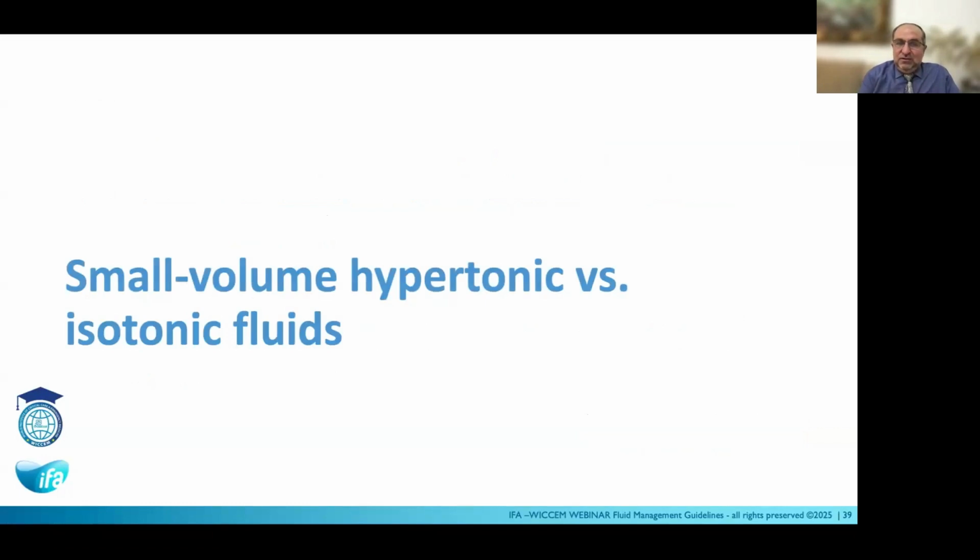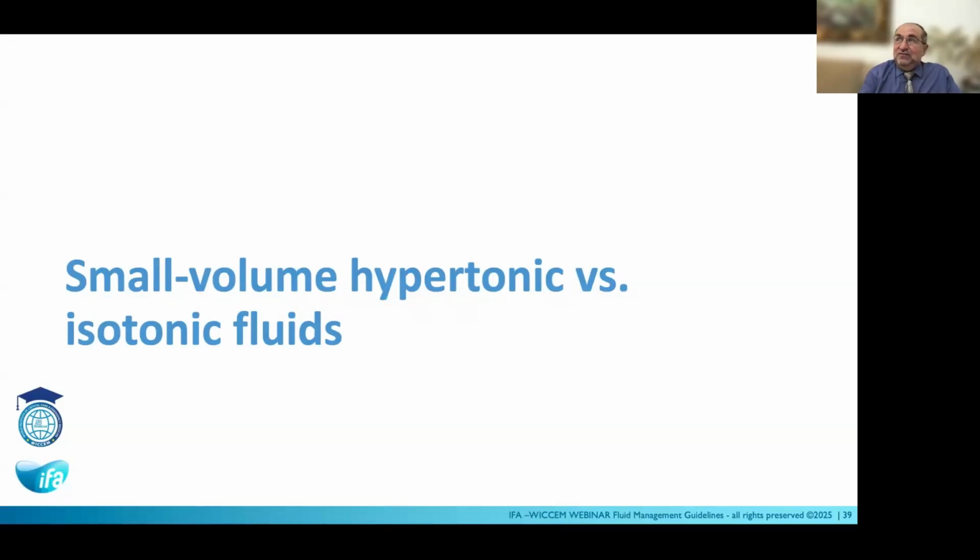The last question is about small volume hypertonic versus isotonic fluid. Hypertonic fluids have been used in the battlefield and in the pre-hospital setting because they are small volumes, so easy to carry. And also they don't cause a lot of edema, so that's another advantage. In critically ill patients, we don't have a lot of studies, but when you combine the existing evidence together, the evidence profile does not favor small volume hypertonic versus isotonic fluids.